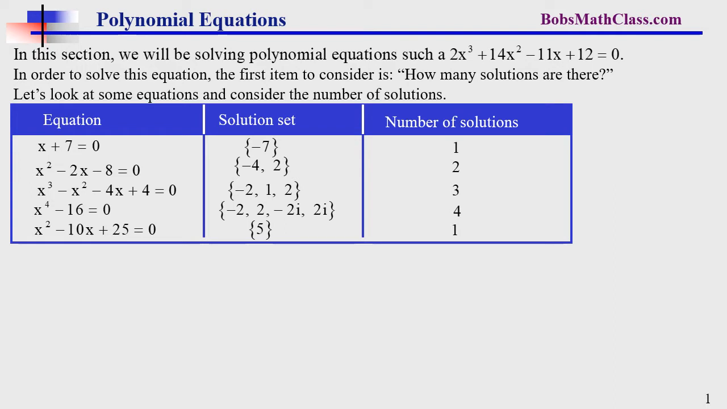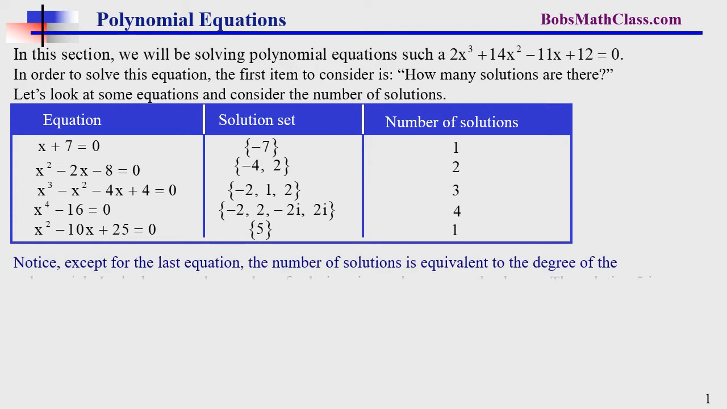So notice that the number of solutions depends on the exponent of the variable. If it's a 1, we got one solution. 2, two solutions. 3, three solutions. 4, four solutions. Except this last row. That one only has one solution. And let's look at that one a little bit more closely.